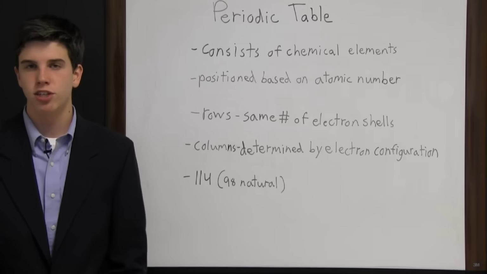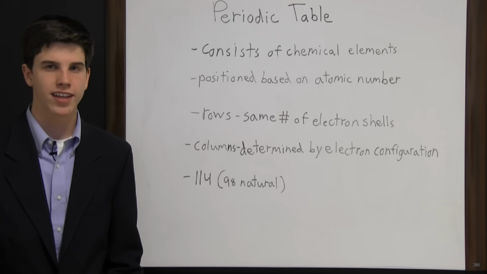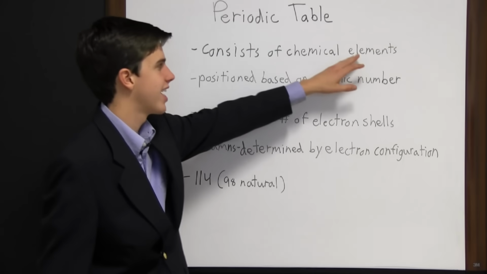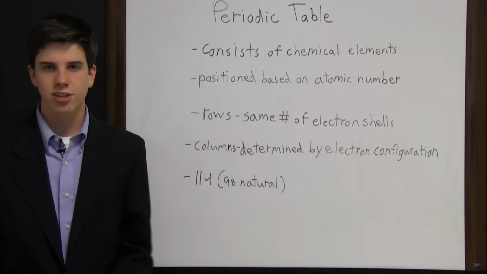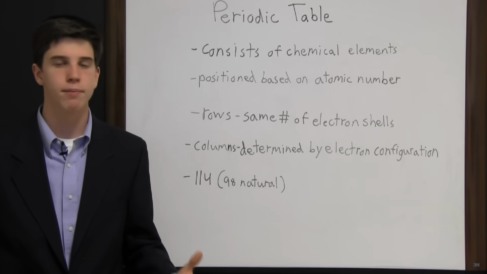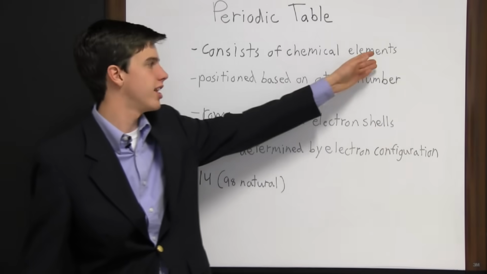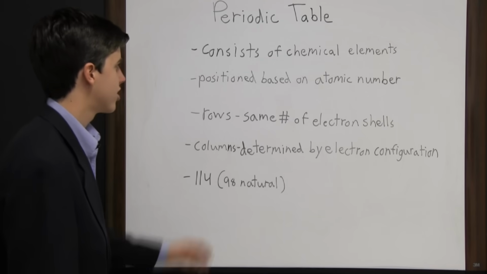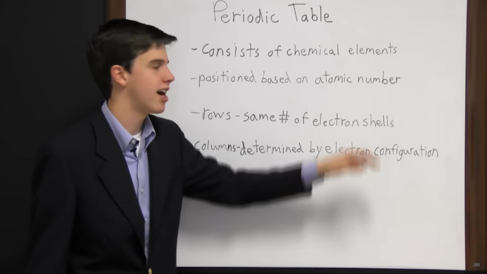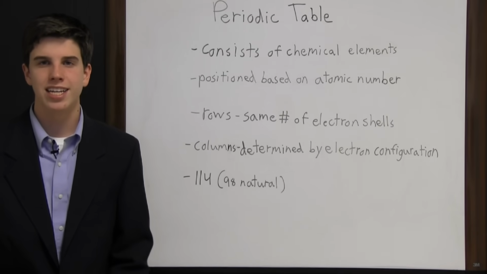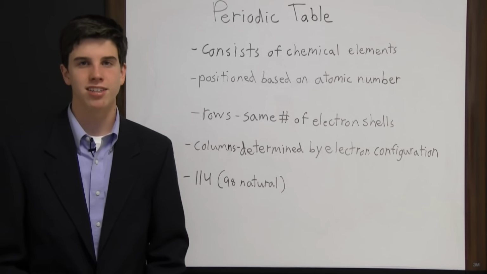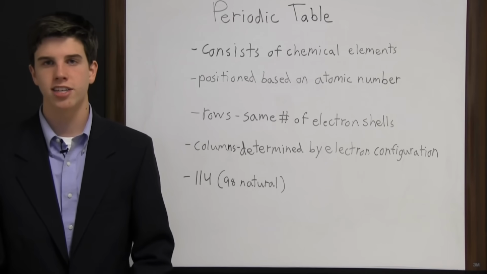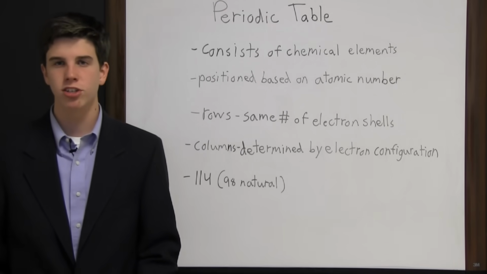The periodic table is a way to systematically display the chemical elements. Now notice I said that it consists of chemical elements, and it consists of elements only. So this does not include mixtures and compounds, because an element is basically matter in its most basic form. The periodic table positions chemical elements based upon atomic number. An atomic number is the amount of protons an atom has in its nucleus. So hydrogen is the first element on the periodic table because it has one proton in its nucleus.